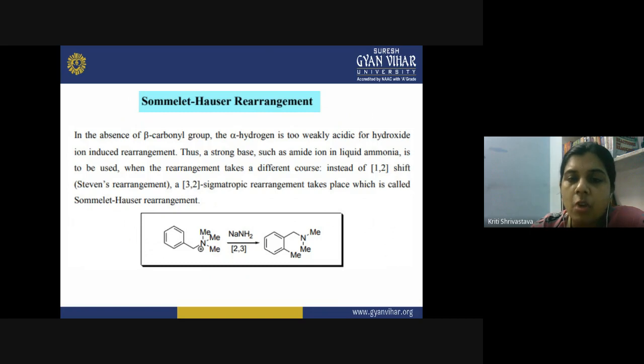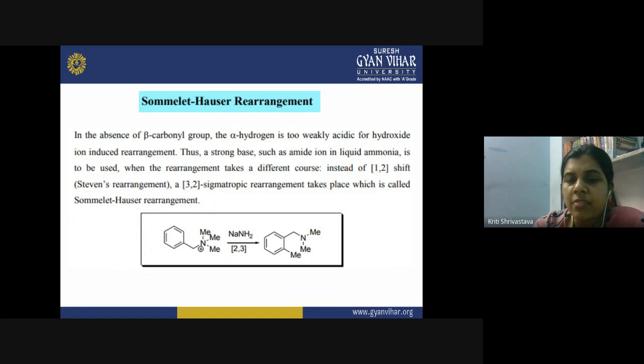So you need a strong base here, such as amide in liquid ammonia. When the rearrangement takes place through a 1,2 shift, you call it a Stevens rearrangement. Here a 3,2 sigmatropic rearrangement takes place, which is called the Sommelet-Hauser rearrangement. So the Sommelet-Hauser rearrangement is actually a variation of the Stevens rearrangement, used when you do not have a beta carbonyl group.